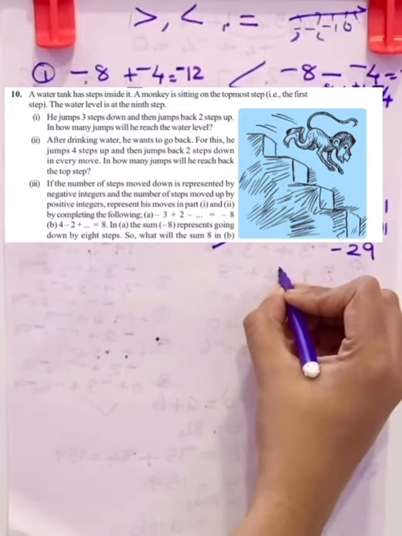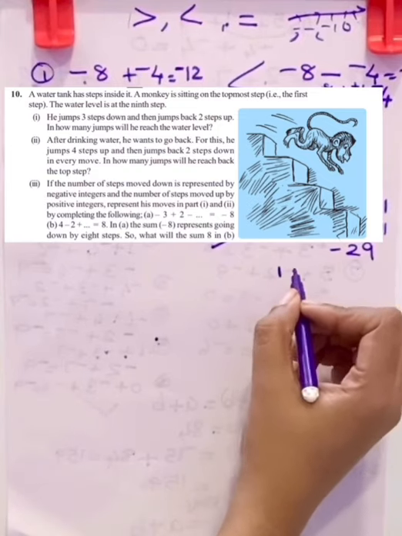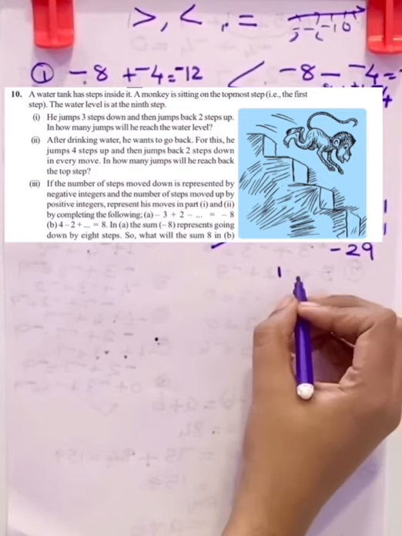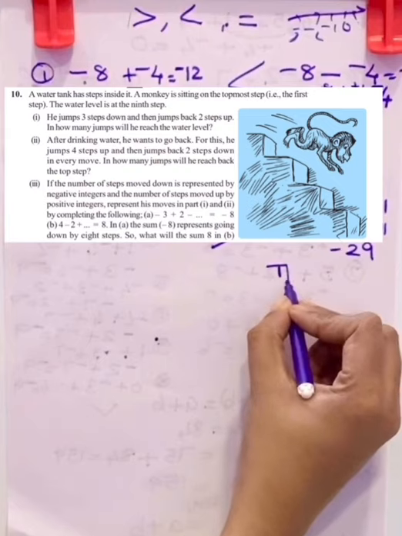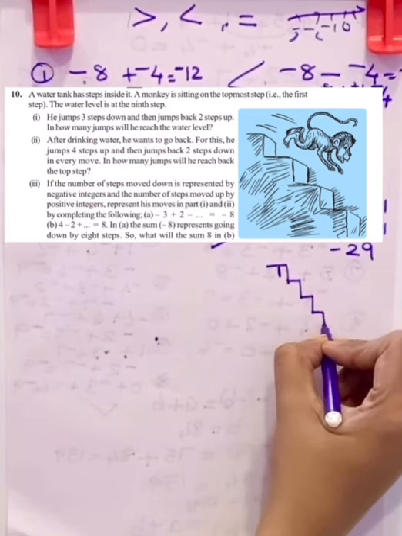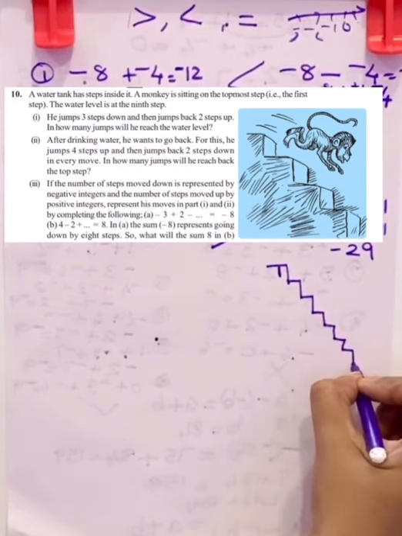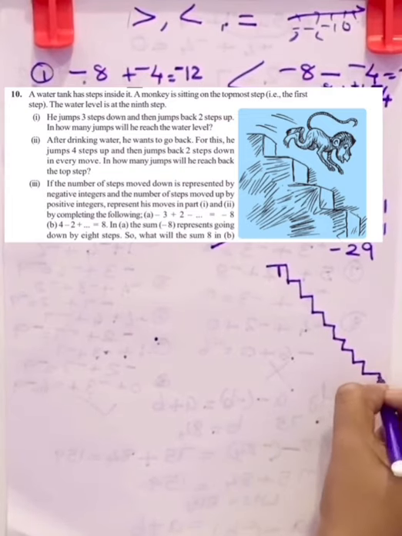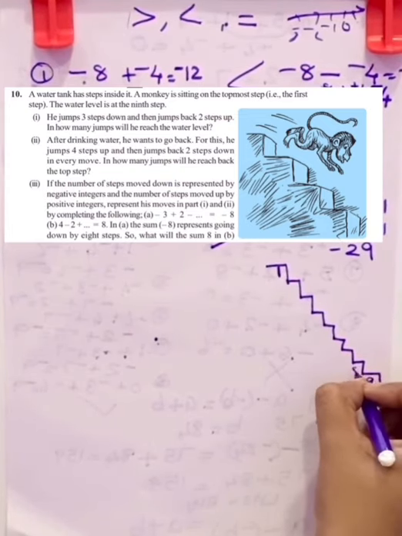A water tank has steps inside it. A monkey is sitting on the topmost step. The water level is at the 9th step. The monkey is sitting on the topmost step means the first step. Monkey is on the first step. Now water is at the 9th step. This is first step. 2, 3, 4, 5, 6, 7, 8, 9. Here is the water.